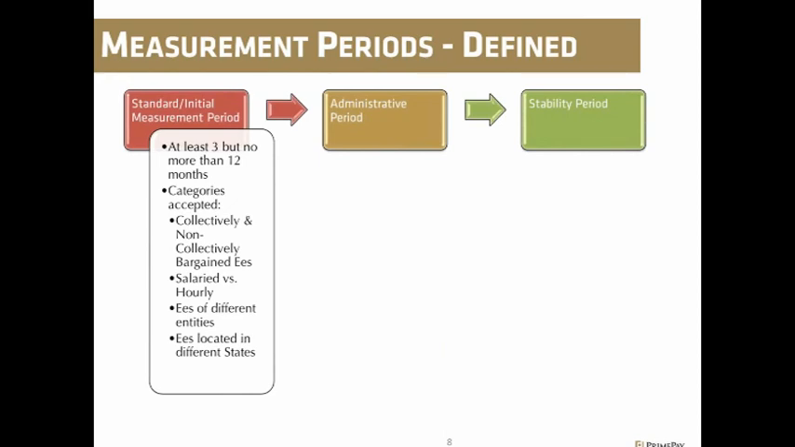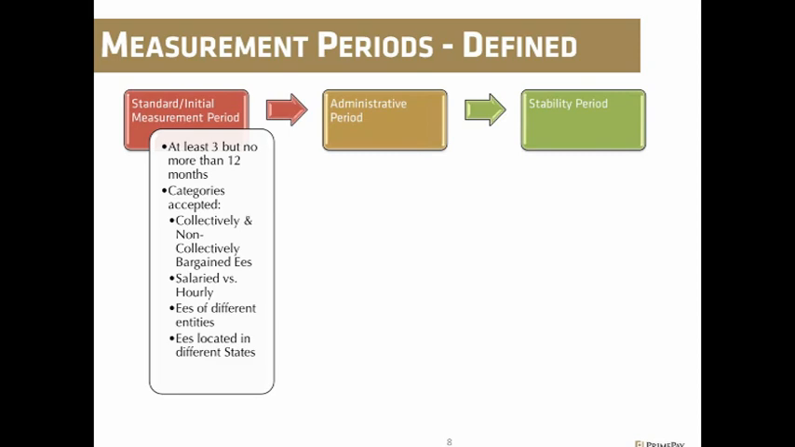So the standard initial measurement period. Let's first focus on the standard measurement period. The standard measurement period is for ongoing employees, or your current employee base, not a new hire, but your ongoing employees. And you're going to have a large number of employees that fit that specific period. The initial measurement period, as it's stated within the notice, is for new employees, so new hires.